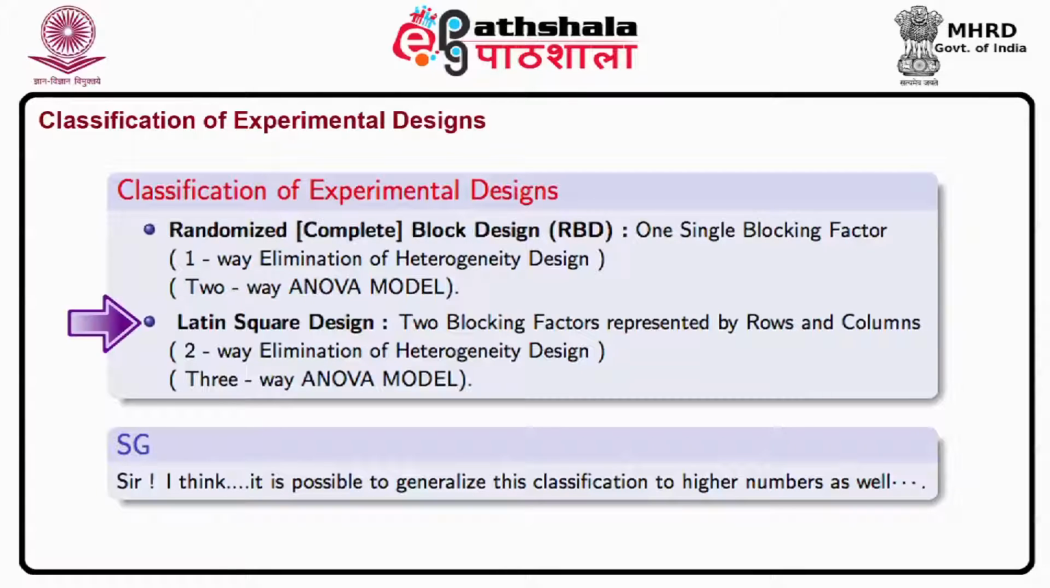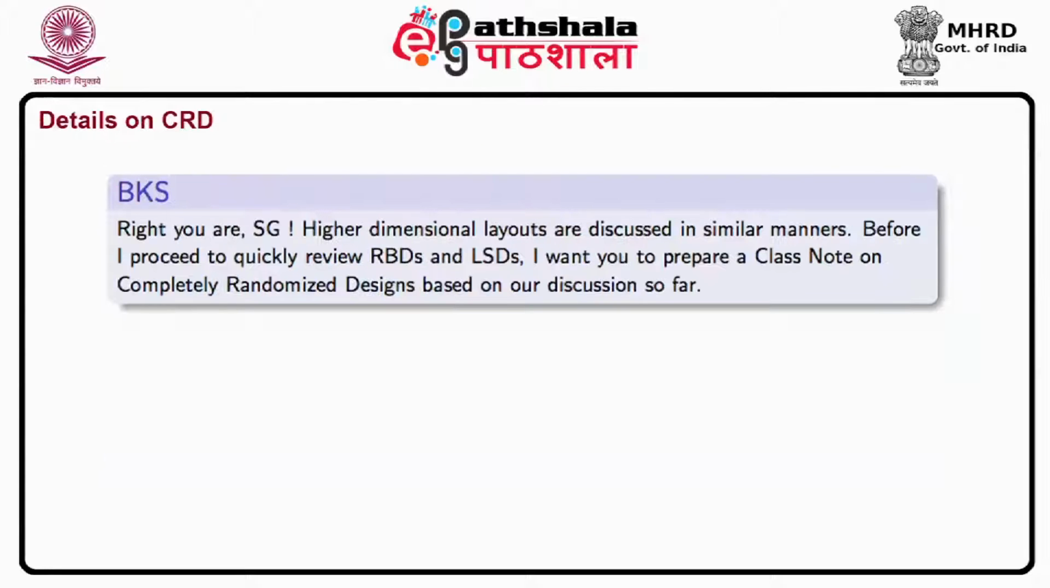Okay, sir. And the next one is Latin square design. Here, two blocking factors represented by rows and columns. And obviously, it is a two-way elimination of heterogeneity design and a three-way ANOVA model. So, sir, I think it is possible to generalize this classification to higher numbers as well. Right you are, Sagorika. Higher dimensional layouts are discussed in similar manners.